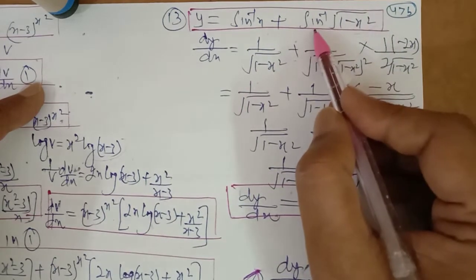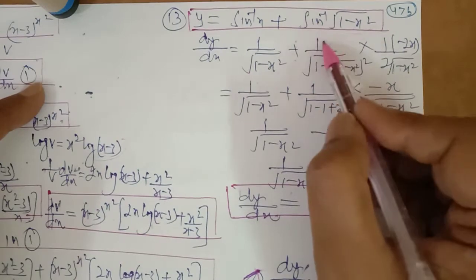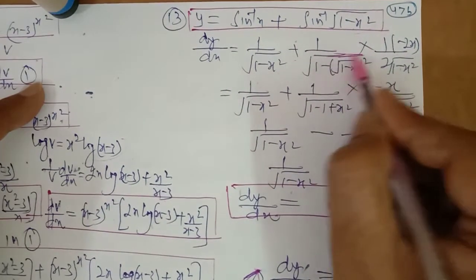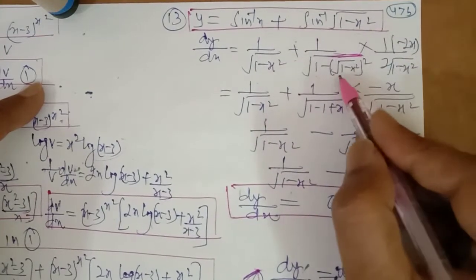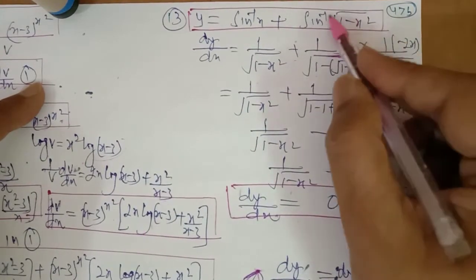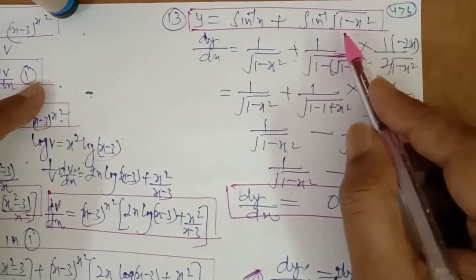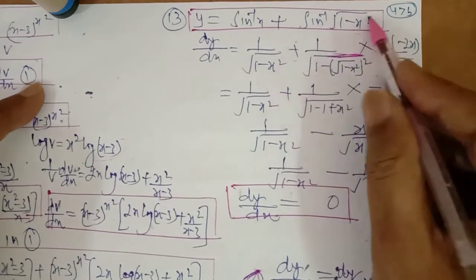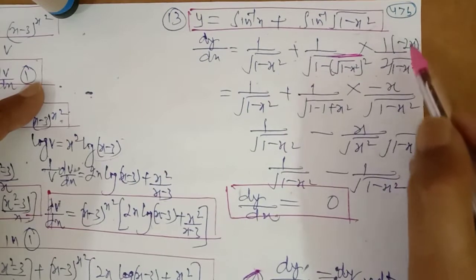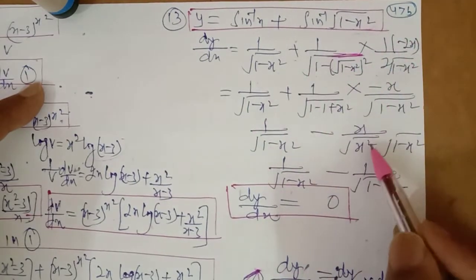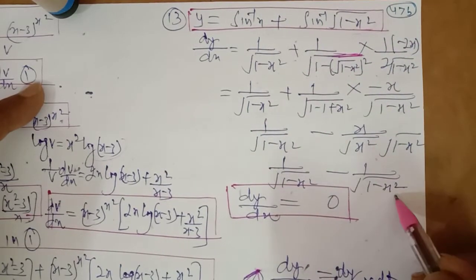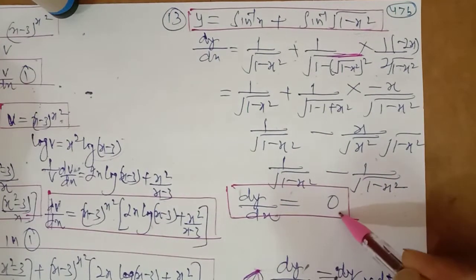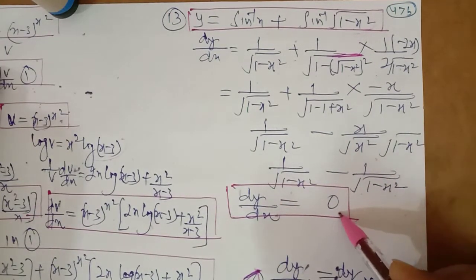Now the derivative of sine inverse will be 1 upon under root 1 minus x square, and in place of x we have under root 1 minus x square. So this is multiplied by the derivative of under root 1 minus x square, and you know the derivative of this is 1 upon twice root x multiplied by the derivative of this. Now when we simplify this, we are getting 1 upon under root 1 minus x square, which is the same as this, cancel out, and we are getting the answer as 0. So this is a simple question.